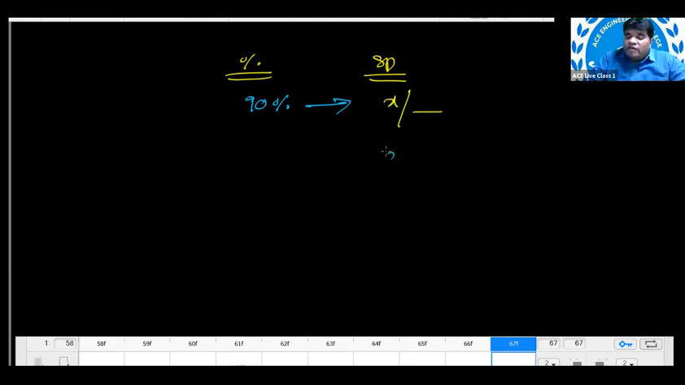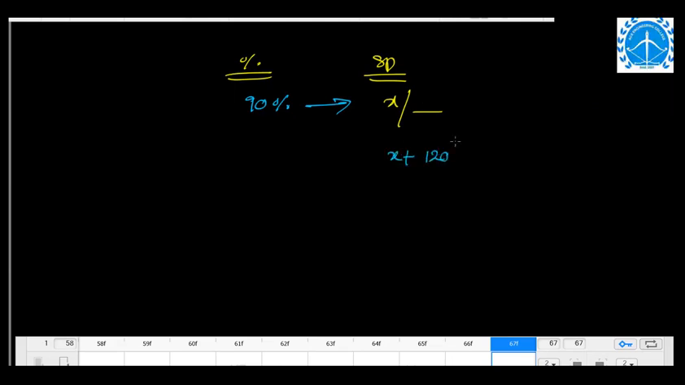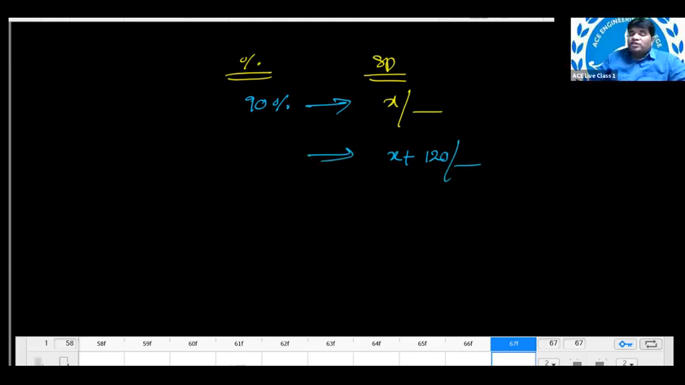120 rupees excess means what happened? X plus 120. Again, I will inform my father. The same customer came to our shop. I sold the item at X plus 120 rupees. Compared with the previous amount, I sold 120 rupees more. So X plus 120.